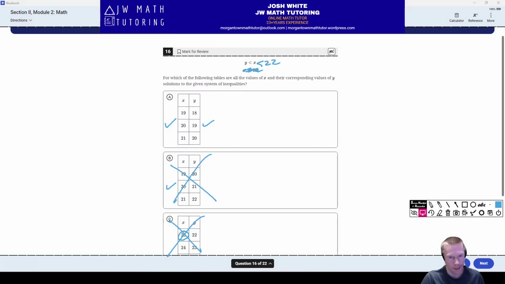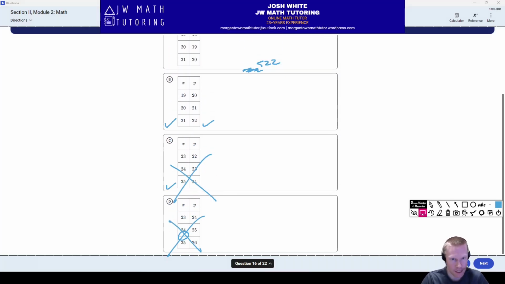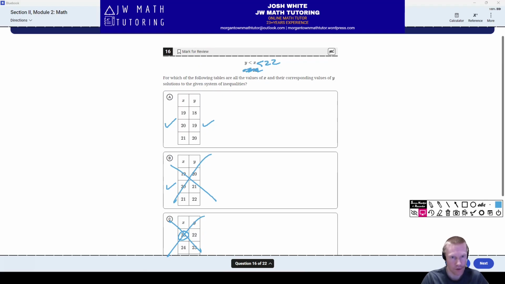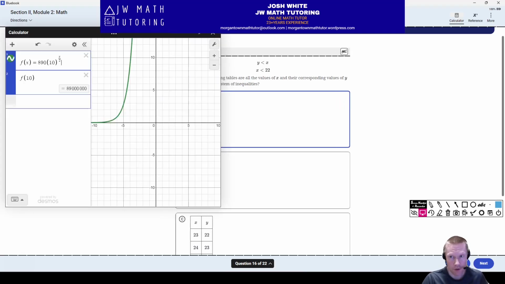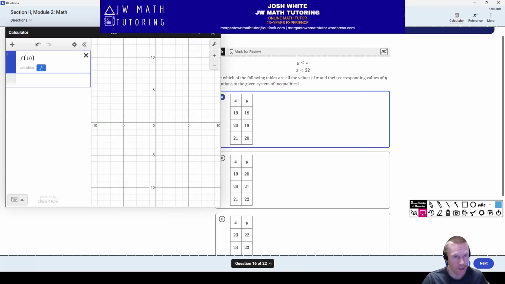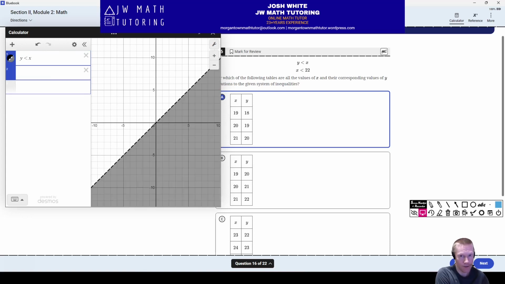So that one's out. Now we have to scroll down to look at D. Notice D is the same thing. It has x values of 23, 24, 25, which are not less than 22. So the correct answer for this problem is going to be letter A. Note, you could also do this by graphing each of these inequalities.